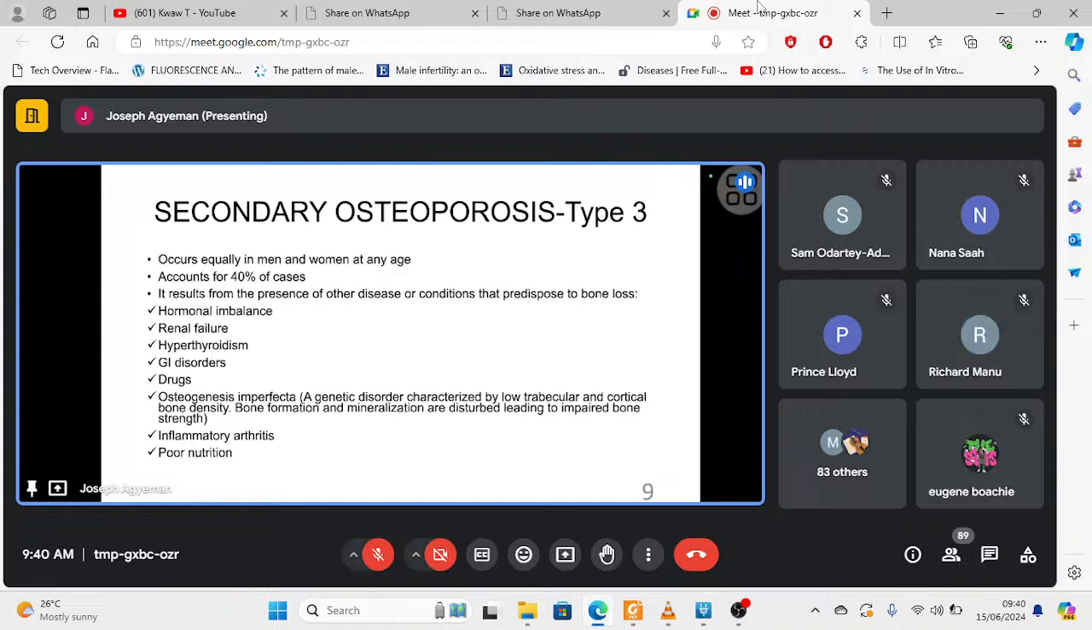and that can predispose you to osteoporosis. Poor nutrition: you don't eat enough calcium. Your diet doesn't contain enough calcium, or you eat other substances that are poisonous to the bone. All of these can predispose individuals to osteoporosis. And when it happens as a result of some of these underlying causes, we say that you are having the secondary type of osteoporosis or the type 3 osteoporosis.